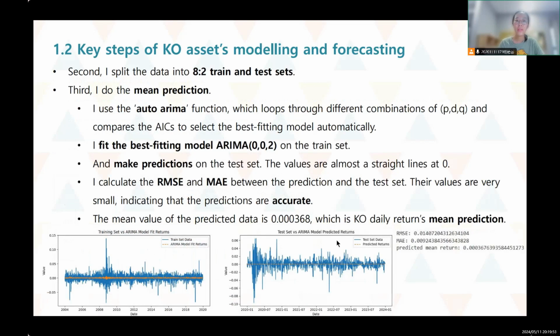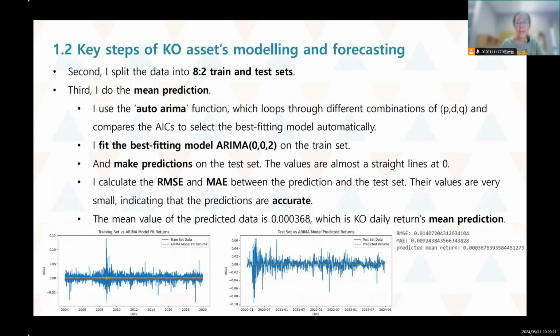Second, I split the data into 8 to 2 train and test sets. Third, I do the mean prediction. I use the auto_arima function, which loops through different combinations of PDQ and compares the AIC to select the best fitting model automatically. I fit the best fitting model, ARIMA(0,0,2), on the train set and make predictions on the test set. The values are almost straight lines at zero.